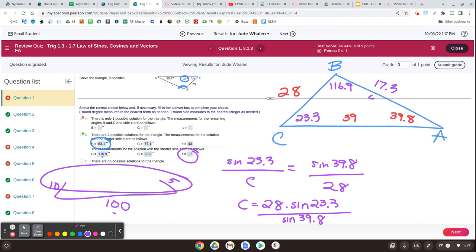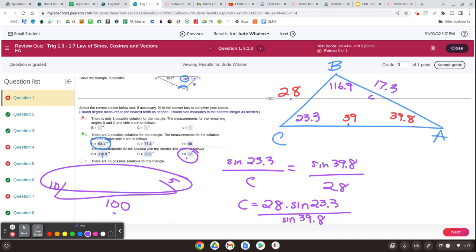Okay, so notice that 43 is smaller than 39 plus 28. So the first one works great. Now let's test the second one. If 17 is our third side, then 39 is our biggest side. Uh-oh. No. Oh, no, we're good. And 17 plus 28 is 45. And since 45 is bigger than 39, we have two triangles here. So that's a new version of the ambiguous case that I didn't even know that I didn't know.